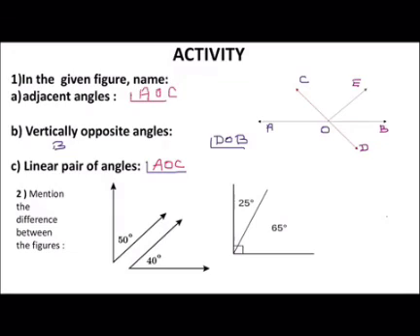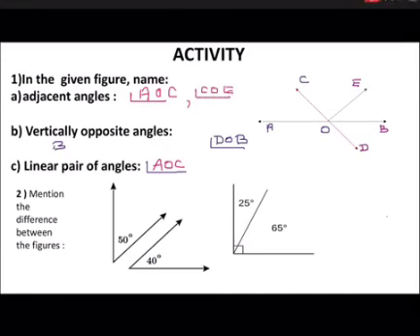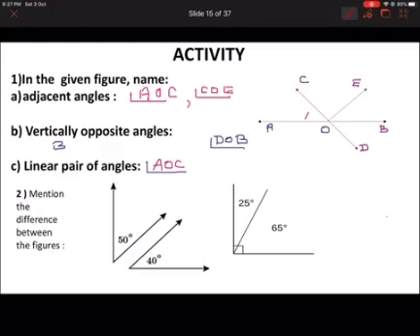Now the answers. Adjacent angles, you have angles AOC and COE, is it not? Can you identify, children? Angle AOC and adjacent to that is angle COE. So they share a common vertex O and a common ray OC, is it not? So the next pair is angle COE and adjacent to that is angle EOB. Okay, I hope you can identify.